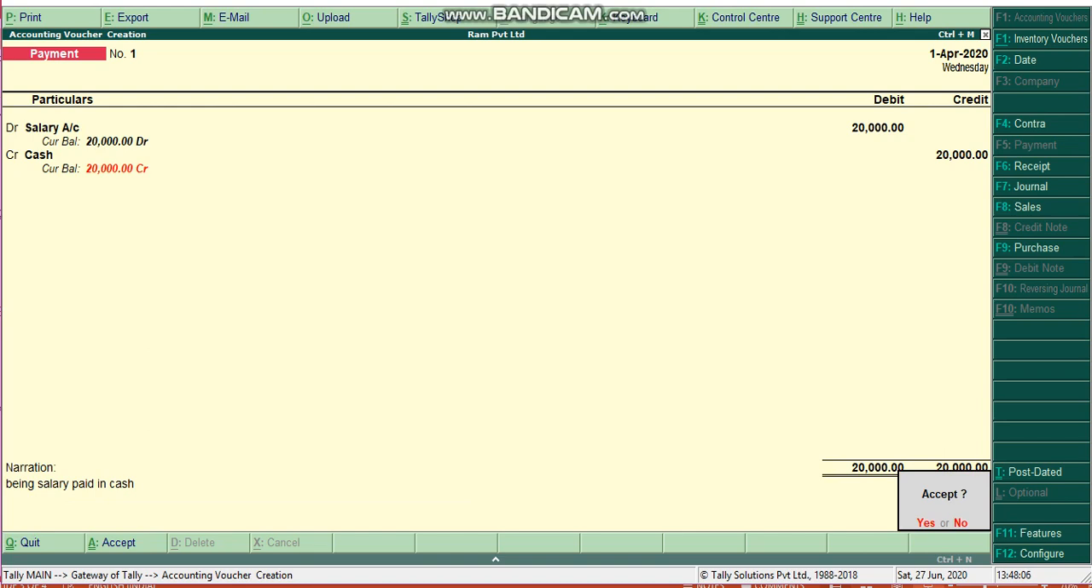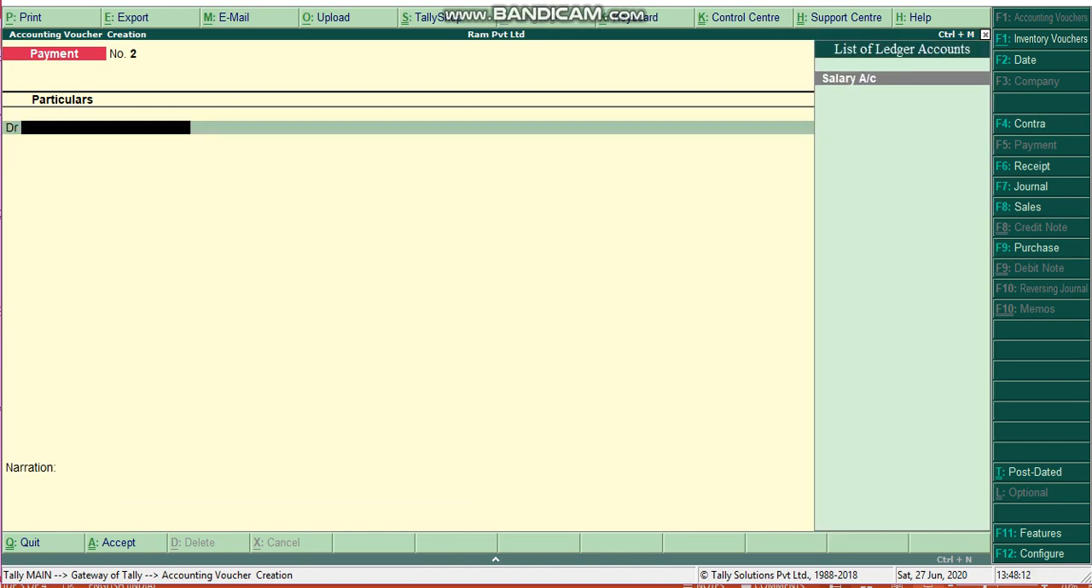And accept this, press yes to accept the payment voucher. So in this way you can pass the journal entries in payment voucher. I will repeat again, payment voucher only records all bank and cash payments. So I hope you have understood how to pass the journal entry in payment voucher.